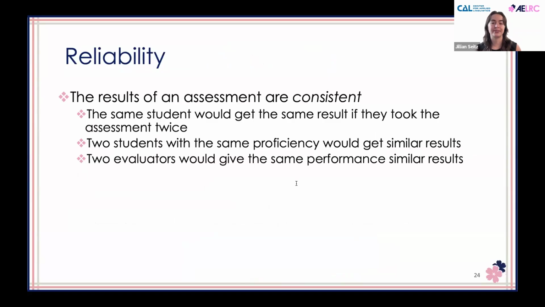The next principle of assessment is reliability. Reliability refers to the consistency of the results of an assessment. For example, if the same students were to take the same test twice, would they get the same results? Will the assessment yield similar, comparable results from students of the same ability level? And if 2 evaluators were reviewing the same performance, would they rate the performance the same way?